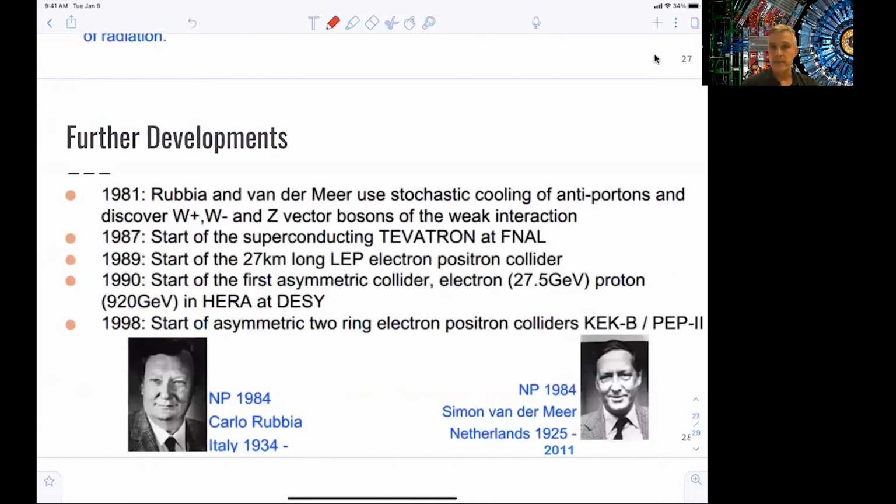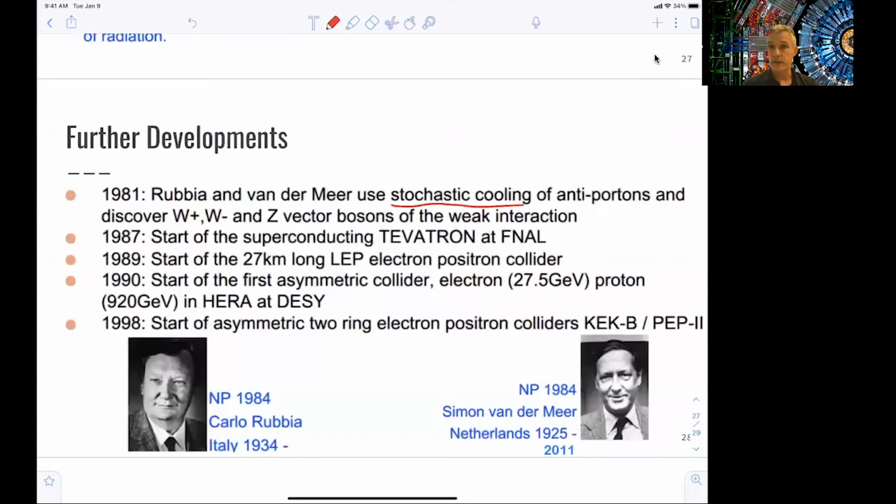Yeah. So again, I already mentioned this, the further development of those machines. In the 80s at CERN, stochastic cooling was used for the first time in an antiproton-proton machine. And that machine led to the discovery of the W and the Z bosons and the first really deep study of the weak interactions at the scale of the weak interaction.